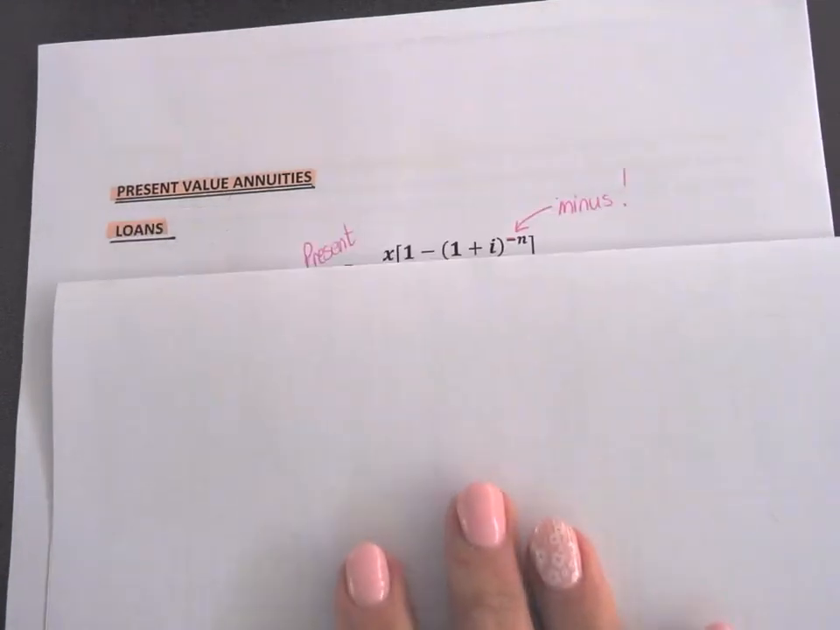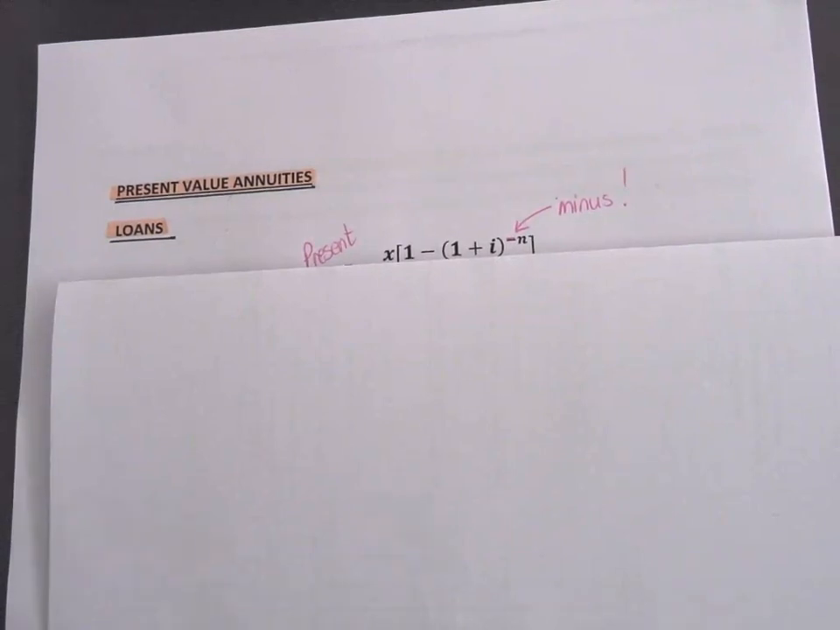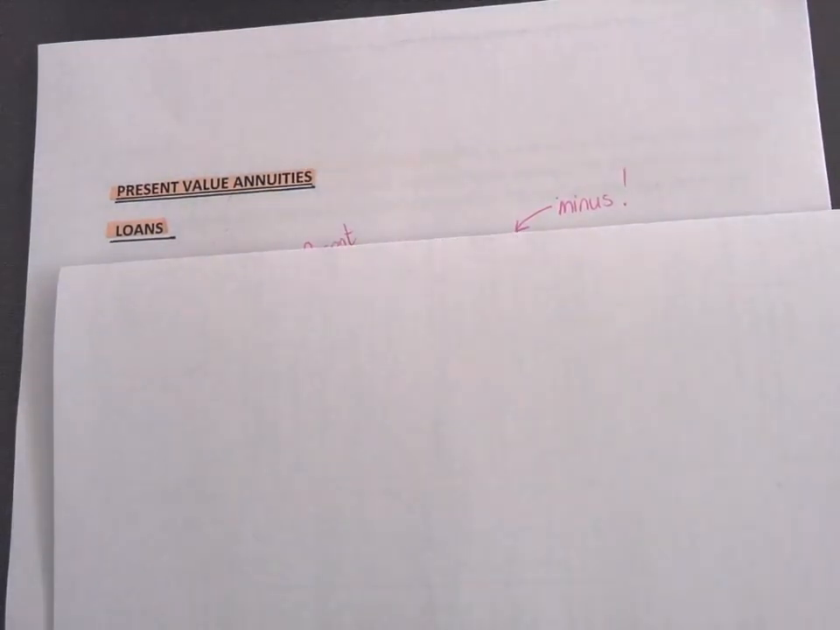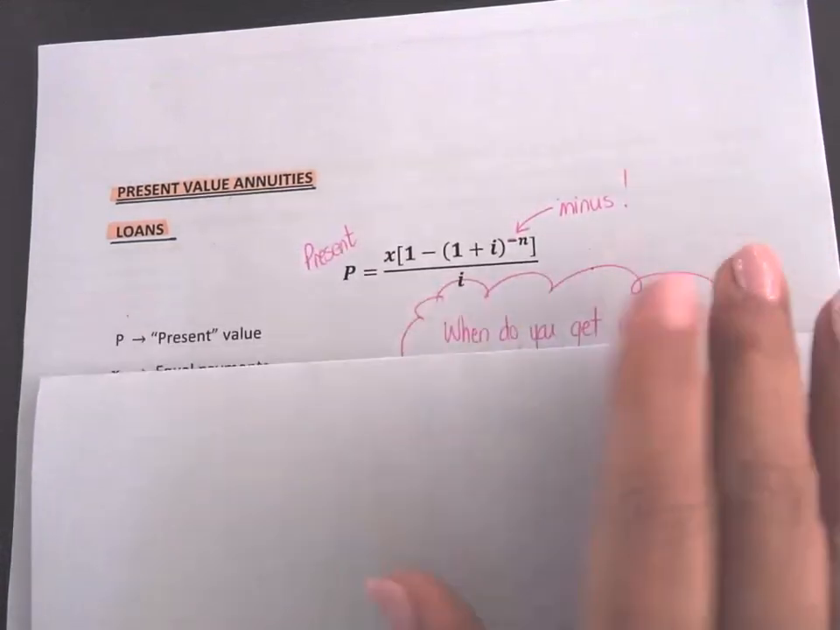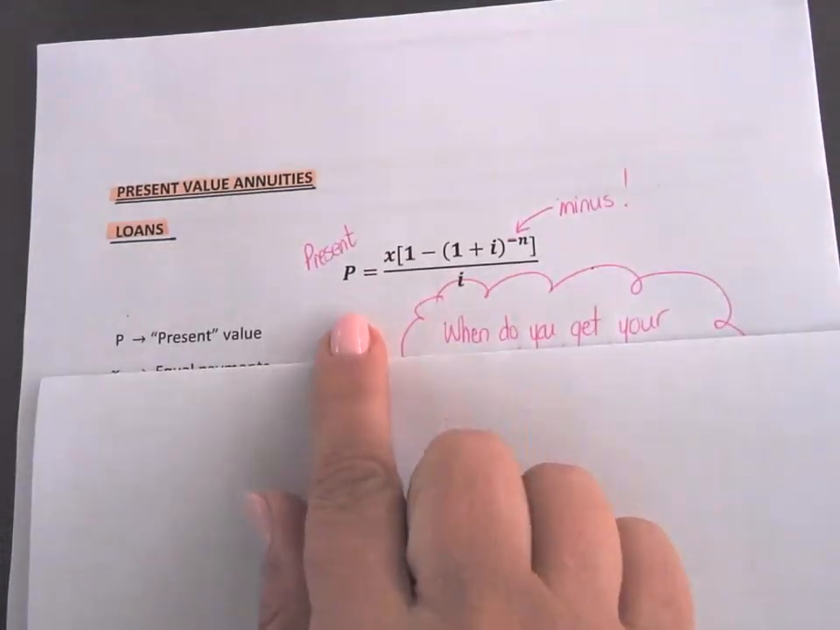Okay, today's lesson is about present value annuities. That means that you'll get your big amount now. And the only place where you use that is loans. Let's say you go and buy a car. The bank gives you the money now so that you can give it to the car dealer and then you repay the bank monthly. So you receive your big amount now in the present. That's why we use the present value formula.